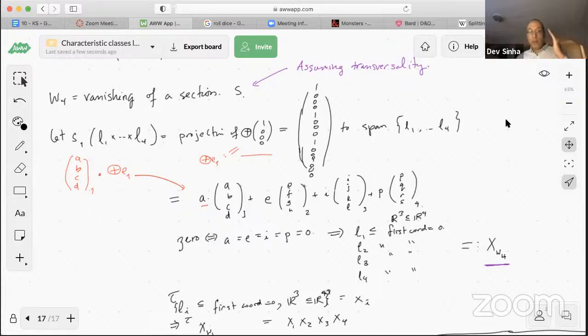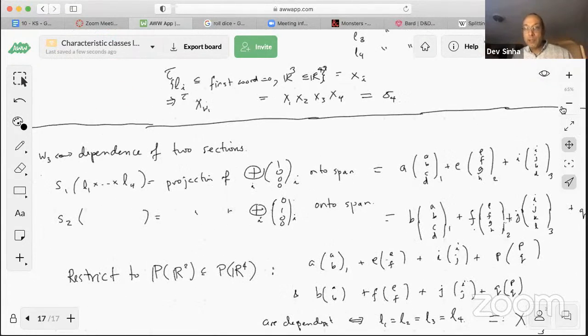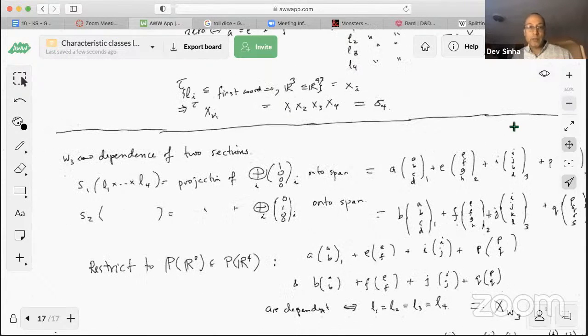So if my L1 is, let's call that vertical. If my L1 is vertical, L2 is vertical, L3 is vertical, L4 is vertical, I get the product of the xi's, x1 times x2 times x3 times x4, and that is what we were calling sigma 4 in this case. So that's just applying the definition. Of course, this is the Euler class, and we expect the Euler class to be not so bad. But now let's look at W3.